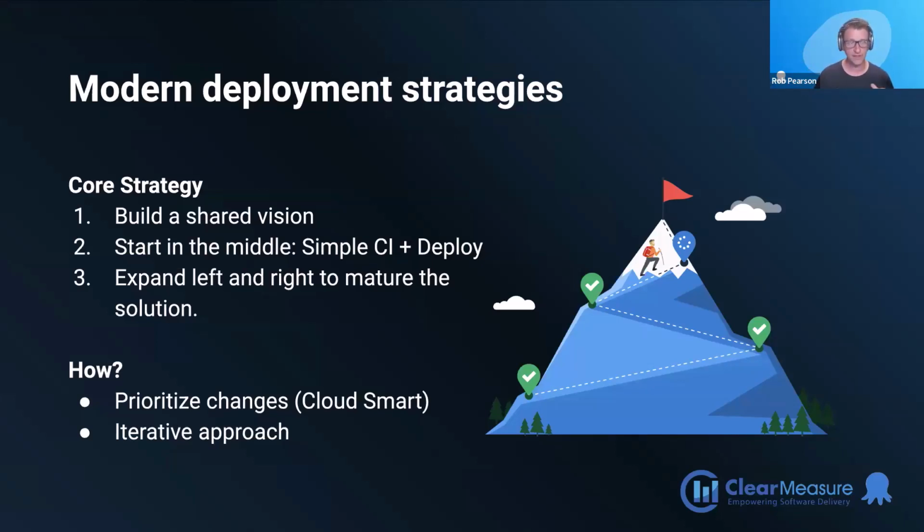So one of the key strategies here is, again, thinking about your current state and the future state. The first point here that we have is to get together with your team, ideally cross-functional. If you're in an organization that has cross-functional teams, or you have dev and ops represented, get everybody together and build a shared vision of where you want to go.